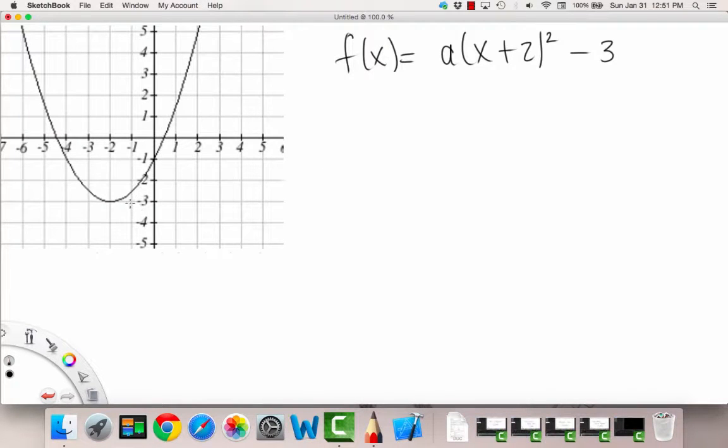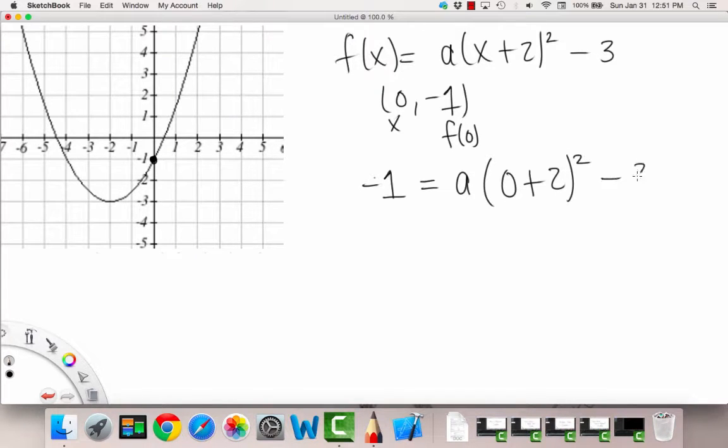Okay, so let's find a point on our graph. A good point might be 0, -1. That's on our graph, right? So we could use the point 0, -1. What we're going to do is plug this in for x and this in for f of x, basically. So we're just going to say -1 is equal to a, that's the thing we want to find, times 0 plus 2 squared minus 3.